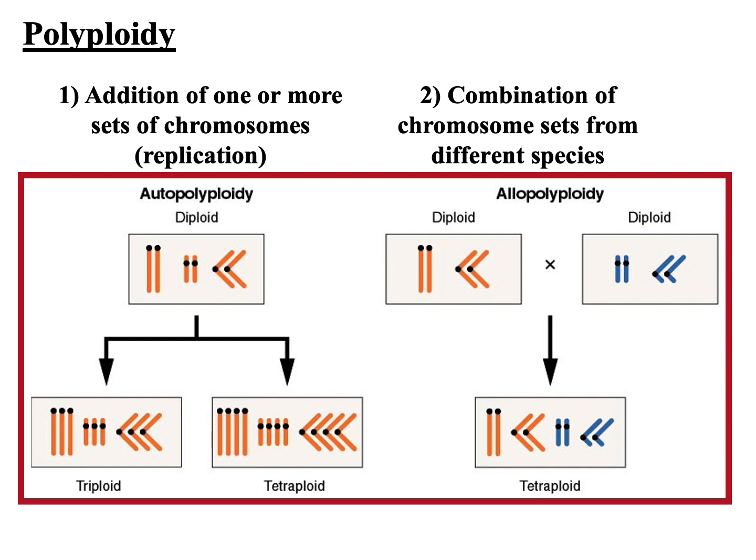Autopolyploidy is a situation where there is addition of 1 or more sets of chromosomes within the individual in question. So the copies of chromosomes that there are multiple copies of originated in the individual in question. This is autopolyploidy. The second category, allopolyploidy, is a situation where you have the combination of chromosome sets from different species. So auto occurring in the same individual or species, allo where you have combinations of chromosomes from different species.